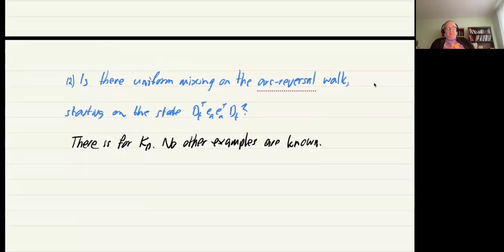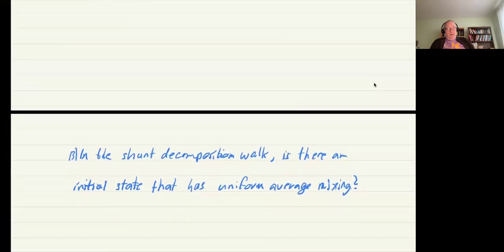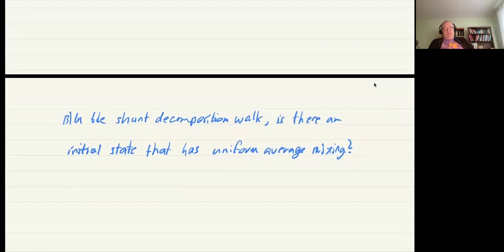Then there's a question about uniform mixing. On the arc reversal walk, if we start at the analog of a vertex state, I defined these in the notes. Is there uniform mixing? And the answer is there is for Kn. We don't know any other examples. And we also discussed Szegedy decomposition walks. And the question then is, is there an initial state that has uniform average mixing?